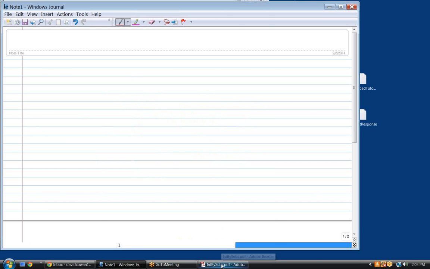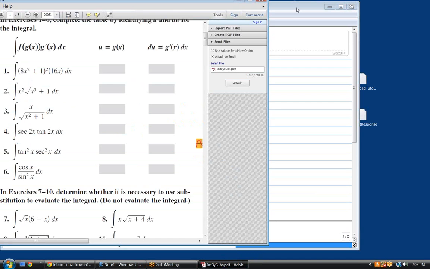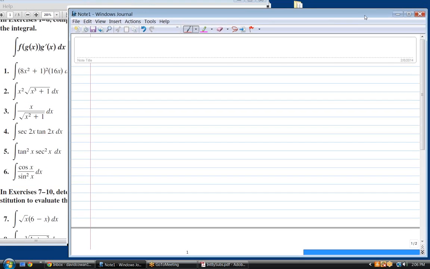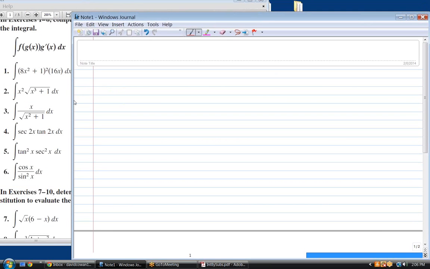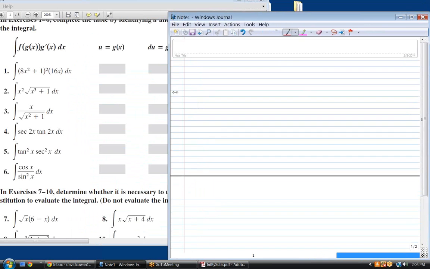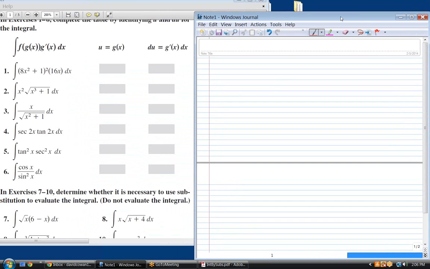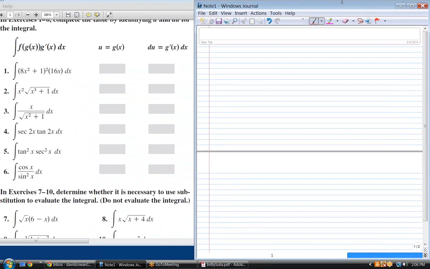All right. Let's look at these problems here. In general, how do you feel about integration by substitution? Not very good at the moment. All right.